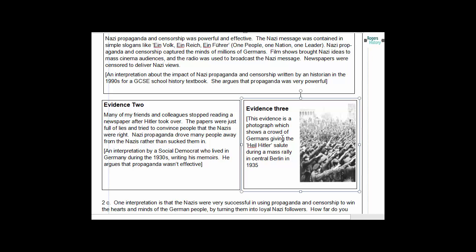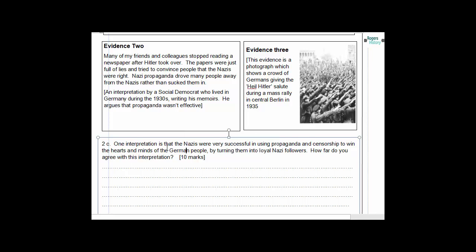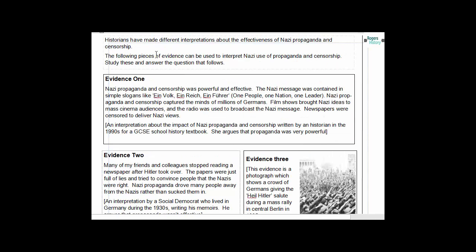It's a photograph which shows a crowd of Germans giving the Heil Hitler salute during a mass rally in Berlin in 1935. This supports the view that Nazi propaganda and control was successful, doesn't it? Because it's showing mass support of the German populace towards the Nazis. You need to finally provide a clear judgment on whether you agree and how far you agree with that interpretation. That's really important. Judgment needs to be given, and a clear judgment needs to be given at the end of that answer. That's a really tough question, that.